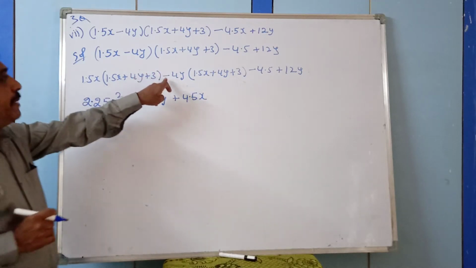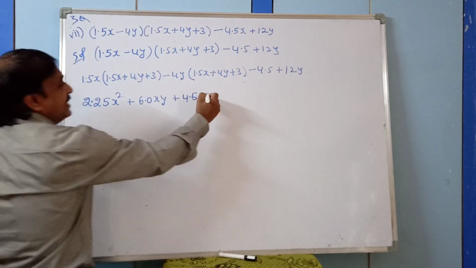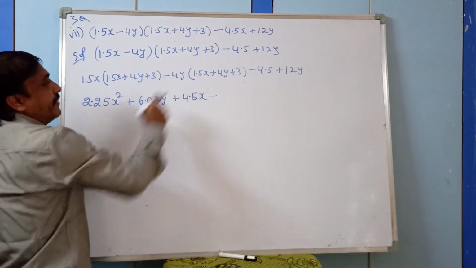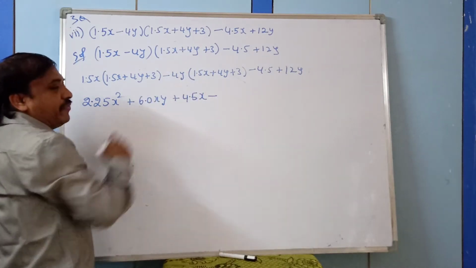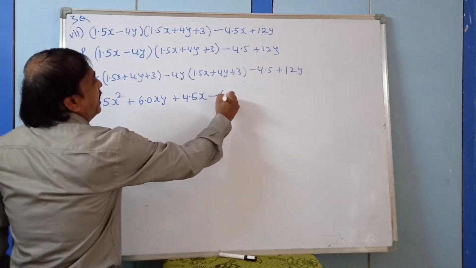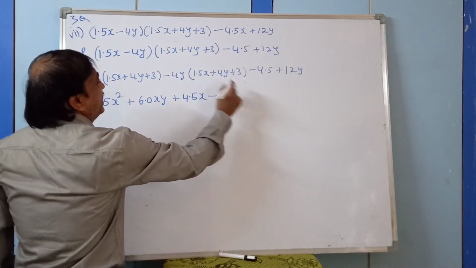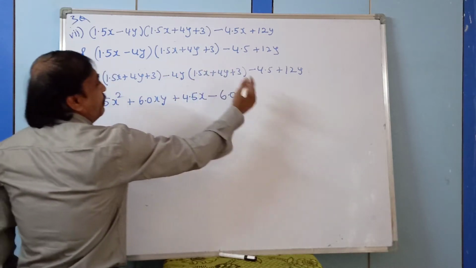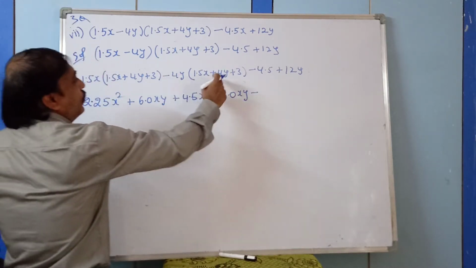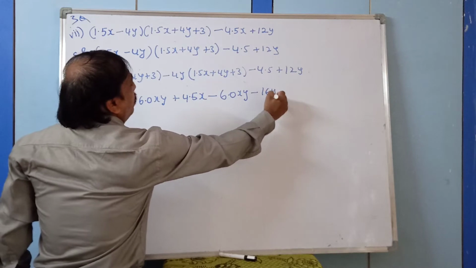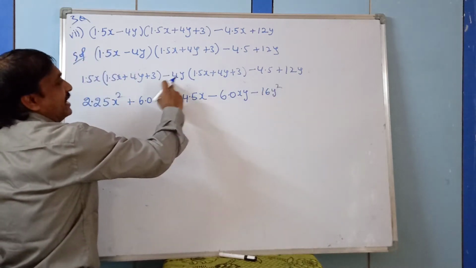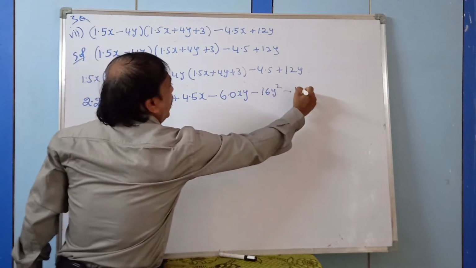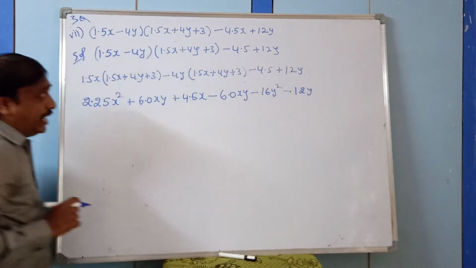Next, minus into plus, minus. Again, 4 into 15. You will get 15 4s are 60, which is nothing but 6.0 x into y, xy. Then minus into plus. Minus 4 4s are 16y square. Then minus into plus. Minus 4 3s are 12y.